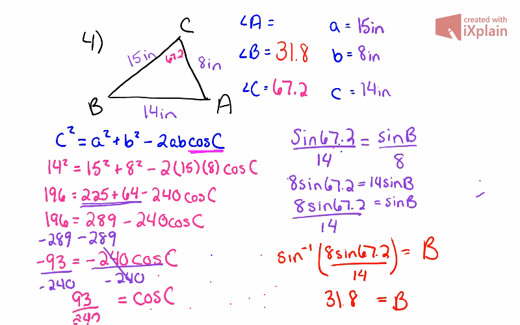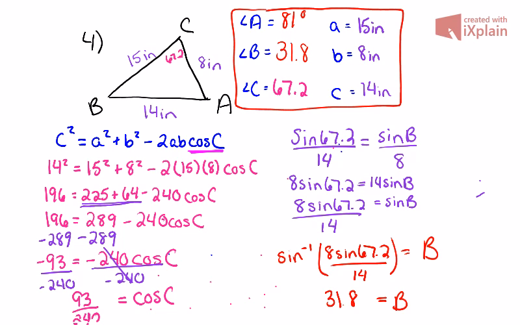And then I can easily find angle A by doing 180 minus 67.2 minus 31.8. And I find that angle A is 81 degrees. So these 6 pieces are our answer to number 4.